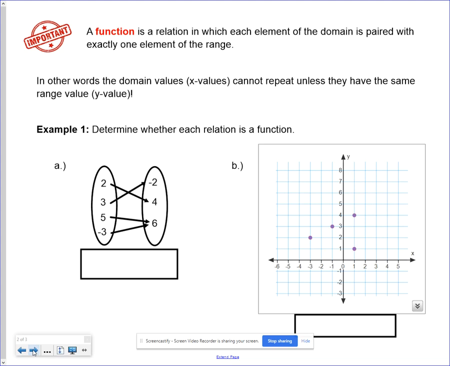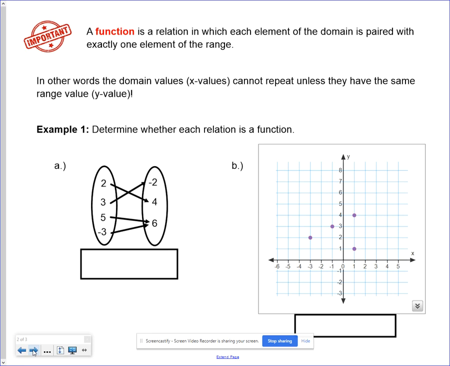This is important. A function is a relation in which each element of the domain is paired with exactly one element of the range. In other words, the domain values, the x values, cannot repeat unless they have the same range values, or y values.